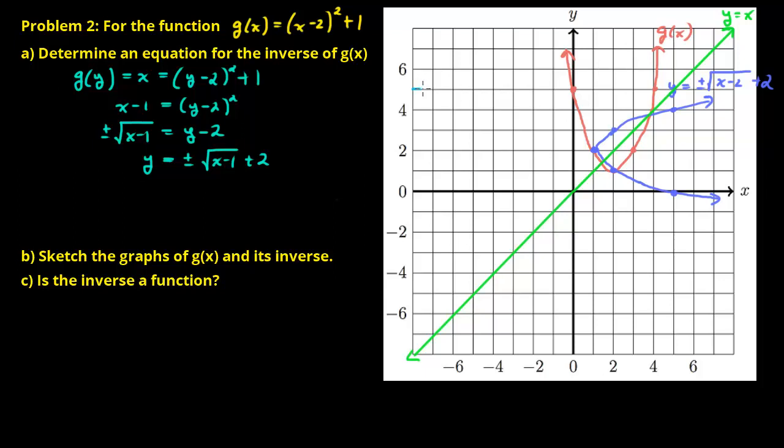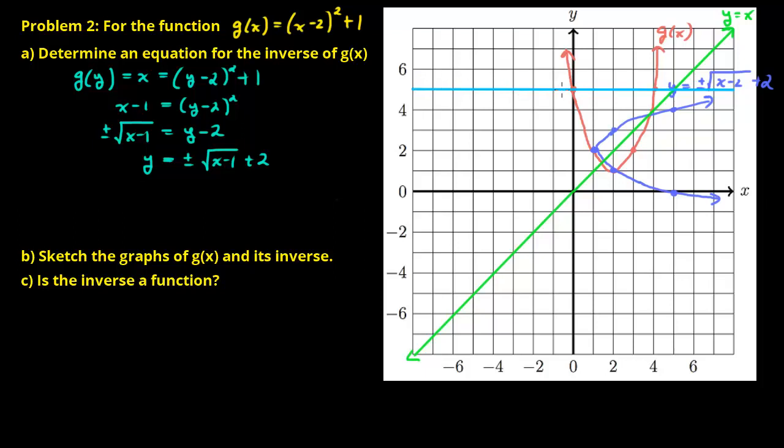if you draw a horizontal line through g of x, and you can see that the horizontal line passes through the graph at more than one point, that its inverse is going to fail the vertical line test. So a really fast way to tell whether a function is going to have an inverse that's not a function is to see whether it passes or fails the horizontal line test.